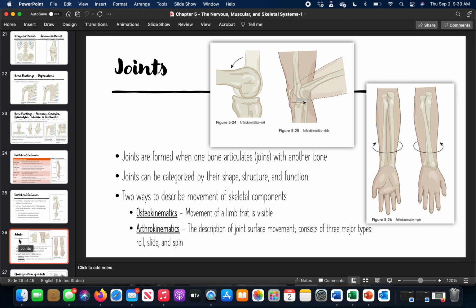We talked about what joints are when they interact with each other, but it really depends on how these joints interact and how the movement would occur. Now, if you look, there are two terms down there, osteokinematics and arthrokinematics. Osteokinematics is basically the movement of a limb that you can see, whereas arthrokinematics is on those joint surfaces, where you're going to have three other types, what we call roll, slide, and spin.